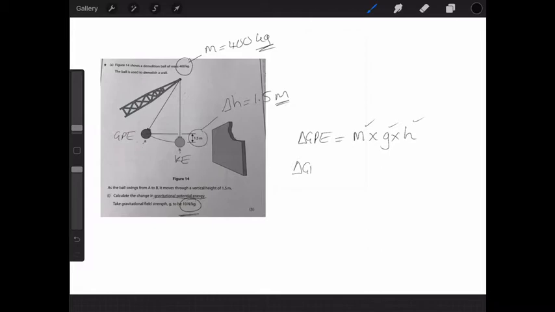So substituting our values in, they're all in their standard units. We have got 400 times by 10 times by 1.5. When we times those three numbers together, obviously using a calculator, I don't do that one in my head, that will be 6,000 joules. And as we're not actually told here what unit they want that in, you could also say that is 6 kilojoules.